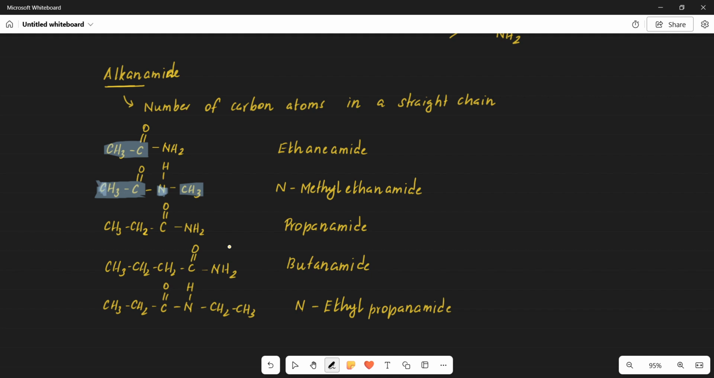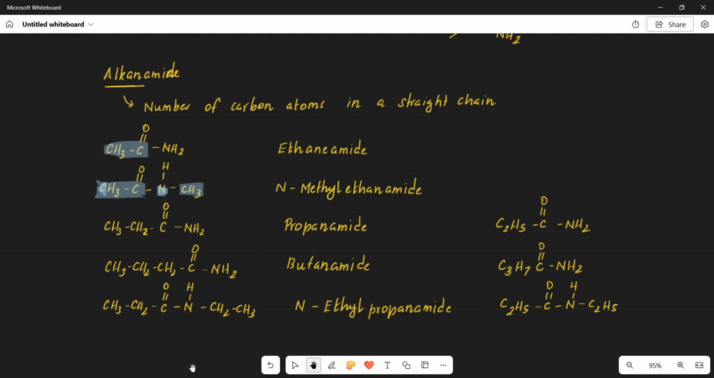In all these cases, you can write like here particularly C2H5C double bond O NH2. This is propanamide only. And here also you can write C3H7C double bond O NH2. This is butanamide only. Here also I can write C2H5C double bond O NHC2H5. So this is N-ethyl propanamide. So I hope the naming is clear.